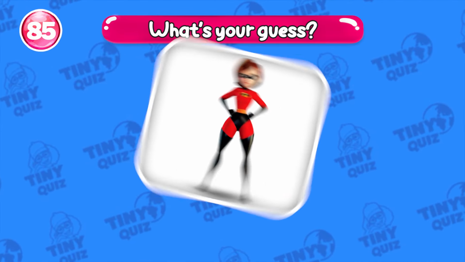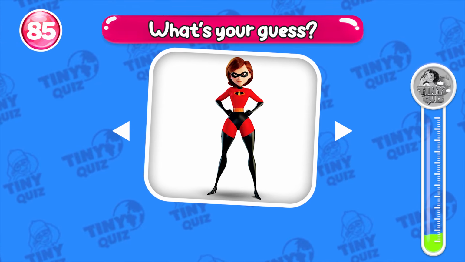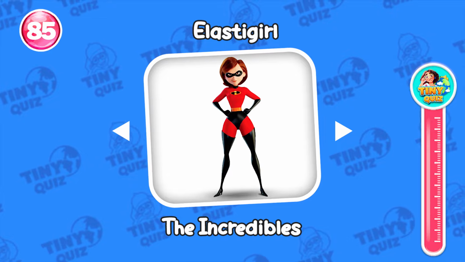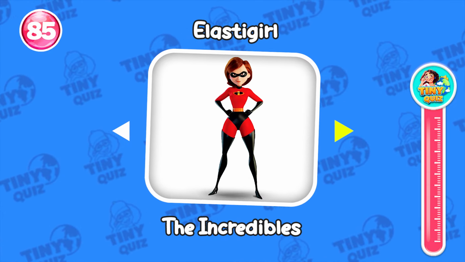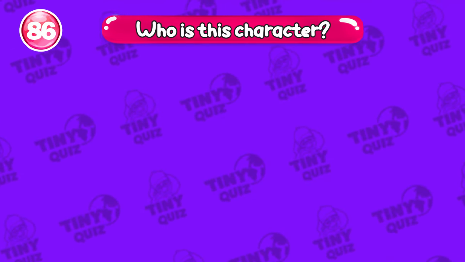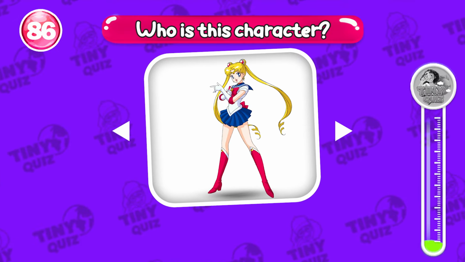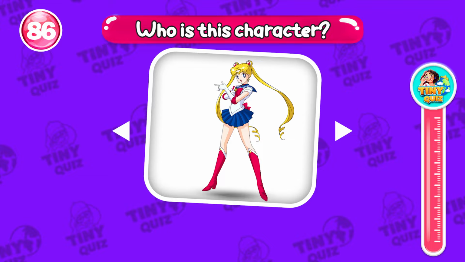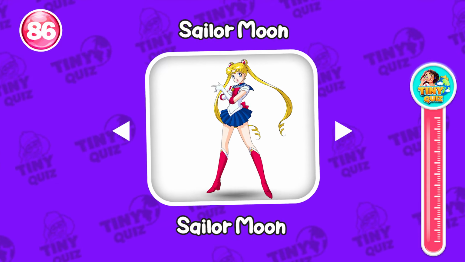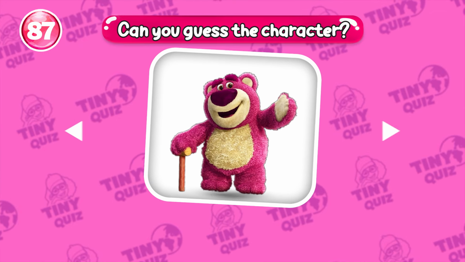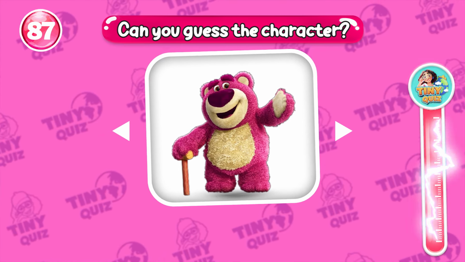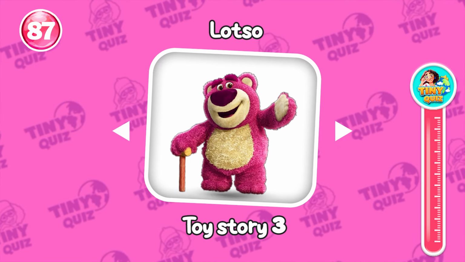Question 85. What's your guess? Elastigirl from The Incredibles! Question 86. Who is this character? Sailor Moon from Sailor Moon! Question 87. Can you guess the character? Lotso from Toy Story 3!